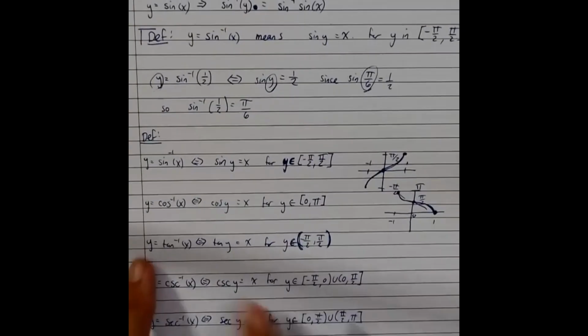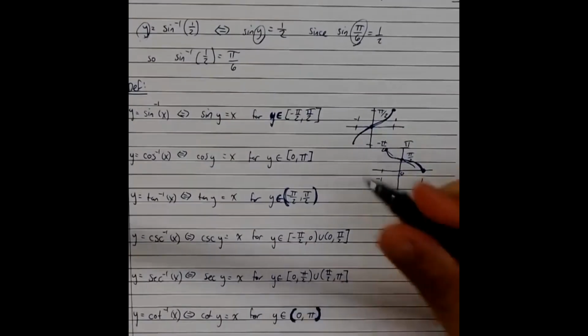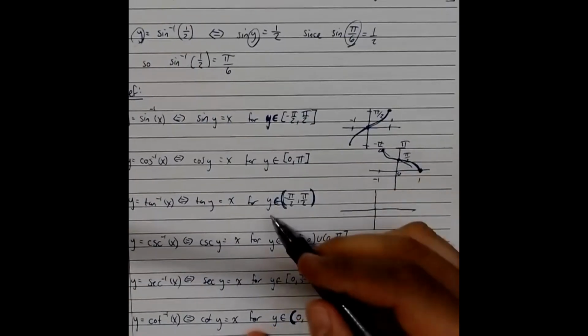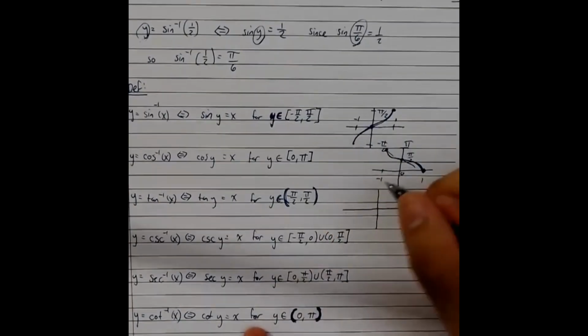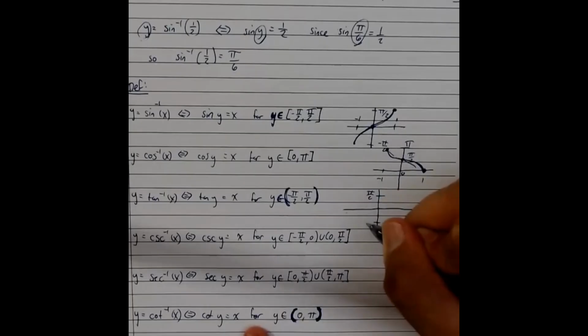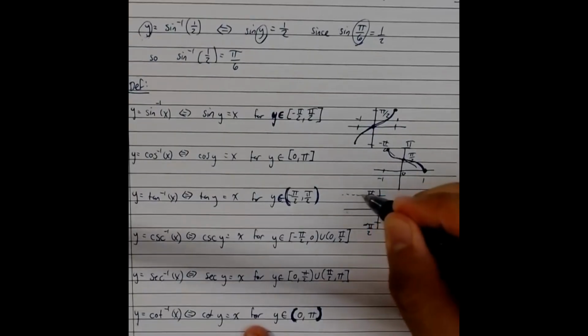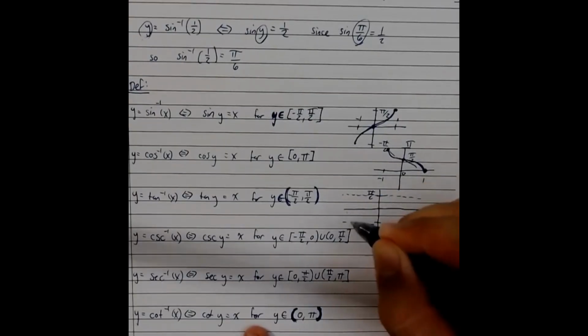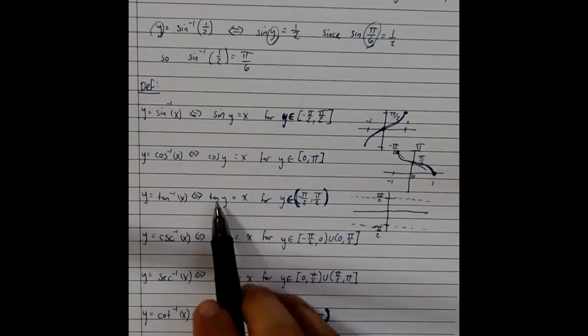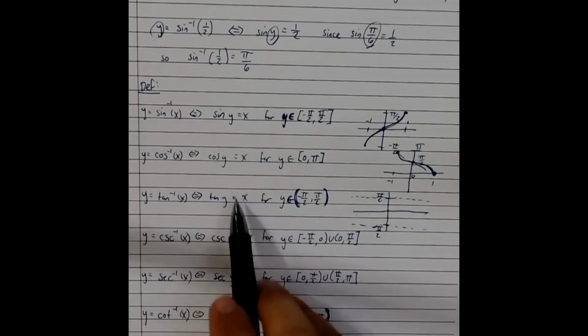Okay. The inverse tangent. Note that our y values go from negative pi over 2 to positive pi over 2. And note that it does not include either of those because we're going to have asymptotes there. Just like the tangent has no restriction on what its result can be. In other words, I can take the tangent of something and get any number.